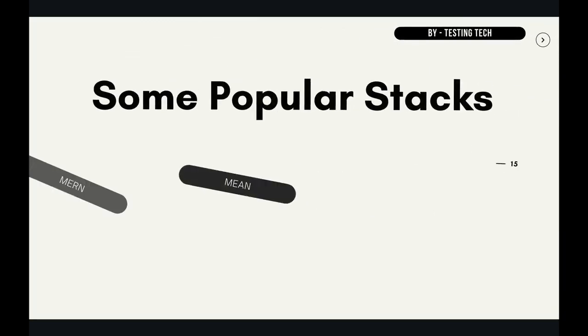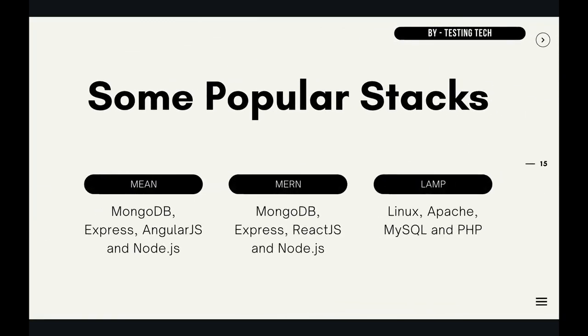Now let's talk about some popular stacks, which include MEAN, MERN, LAMP, and Ruby on Rails and Django stack. So let me explain these stacks in detail.